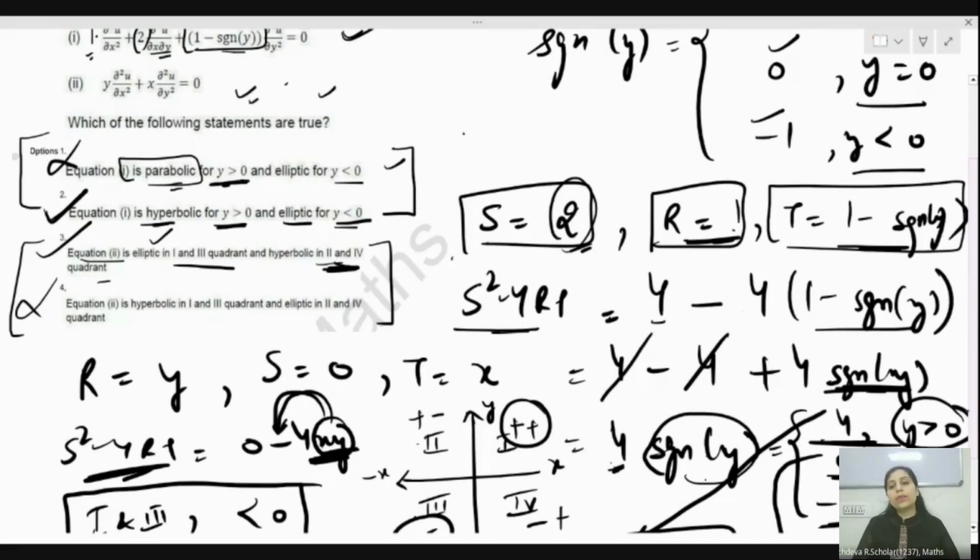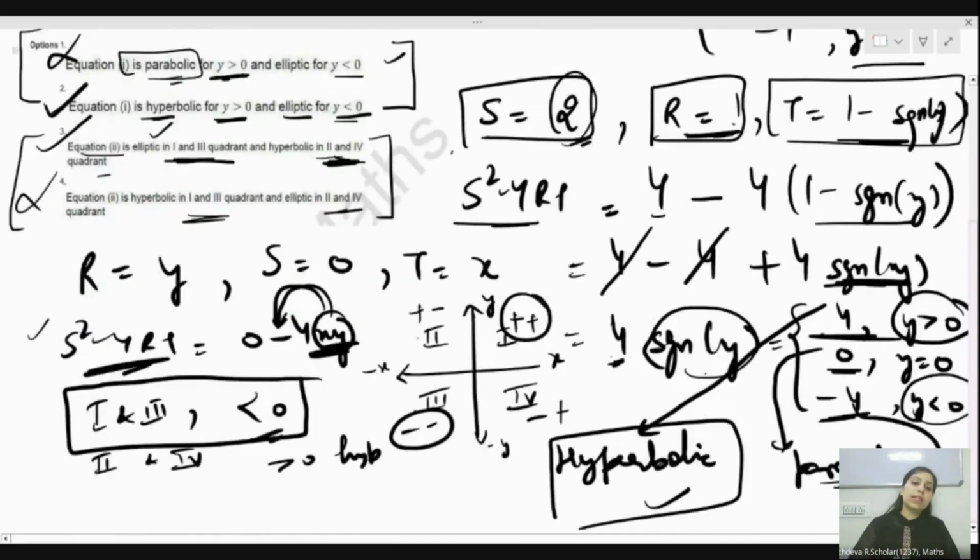Yeah, in a similar manner you can do the second option. In the second option, this is R, S is absent here, so S is 0 and T is X. So solve in the similar manner, S square minus 4RT, we get 0 minus 4XY. Now, depending on first and third quadrant, second and fourth quadrant, in both the options they ask about first and third, second and fourth quadrant.